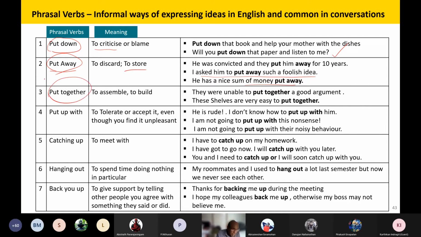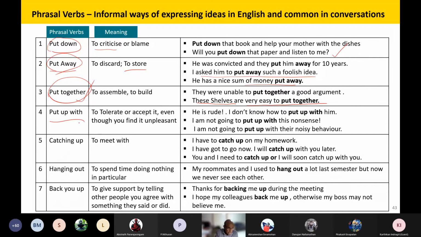Put together. So I ask you, three of you are together in the class. I say, right. Instead of asking you to assemble something, I say, can you put together? That means assembling. They won't say assembling, it is very formal writing. Put together is spoken. So you will say put together. So these shelves are very easy to put together. You got three or four shelves coming in, you want to connect them somewhere, very easy to put together. So put together is another word.